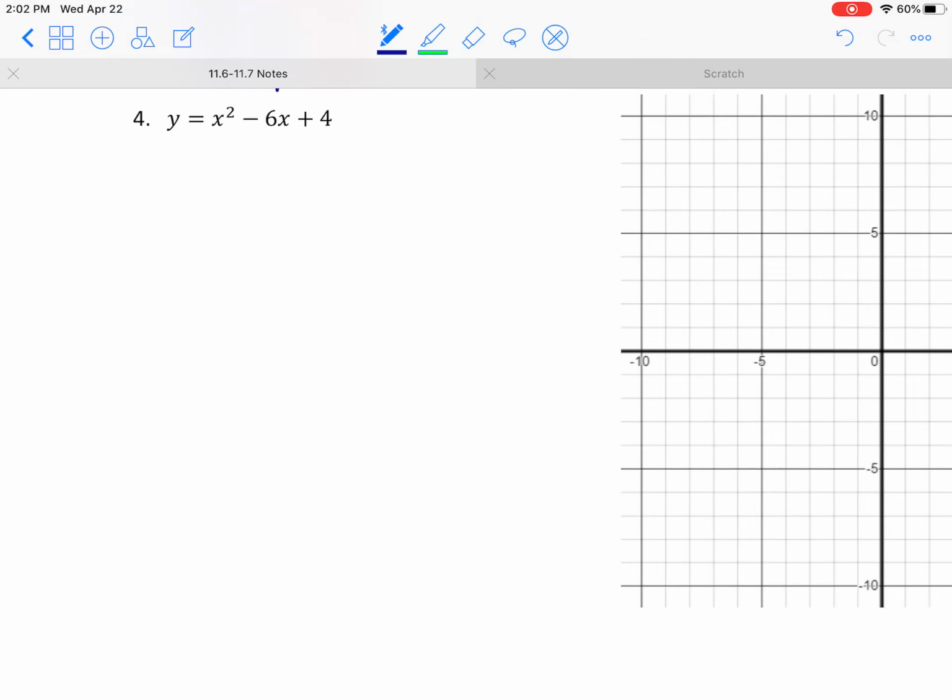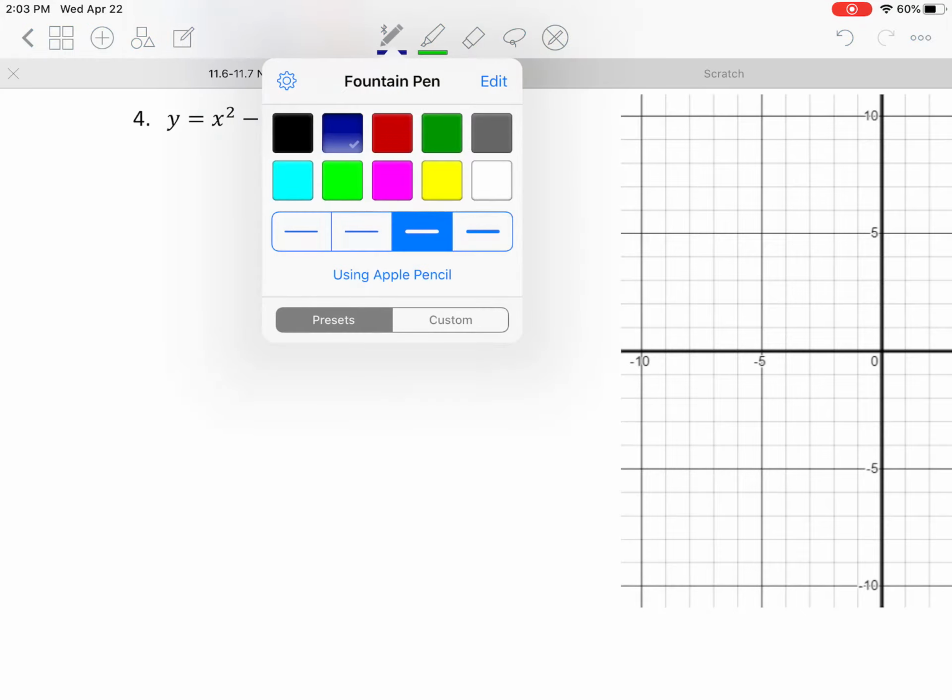So we have another parabola that opens down. I knew that was going to happen. And see, this time we only have one x-intercept because the vertex is on the x-axis. All right? Let's try that again.